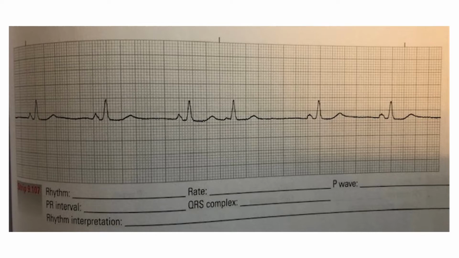a P before every QRS, so therefore we can do a PR interval. So the PR interval is 0.14 to 0.16. The one PAC that we have here, that PR is a little bit shorter, if you'll notice. It's only about 3 boxes, so we are going to call that 0.12. Your QRS is about 2.5 boxes, so it is 0.08.